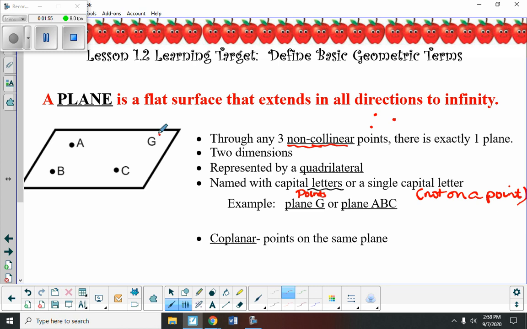So if you look at G right here, that's a capital letter. It's not by a point. So we could use just that single letter and say that this is plane G. Or you could use 3 capital letters by points. So points A, B, and C, and you could say plane ABC.